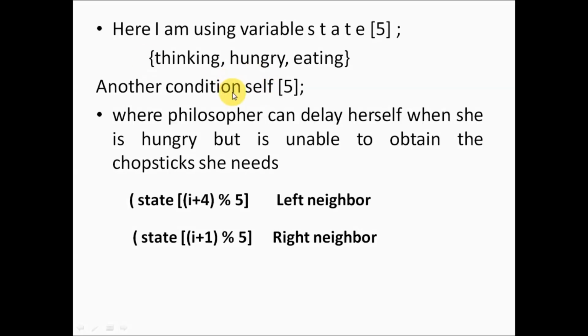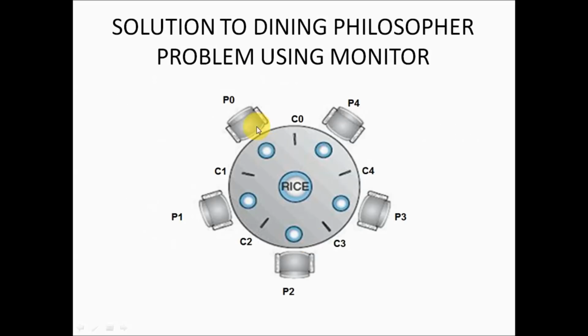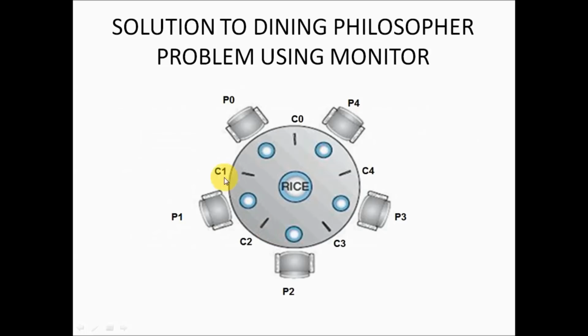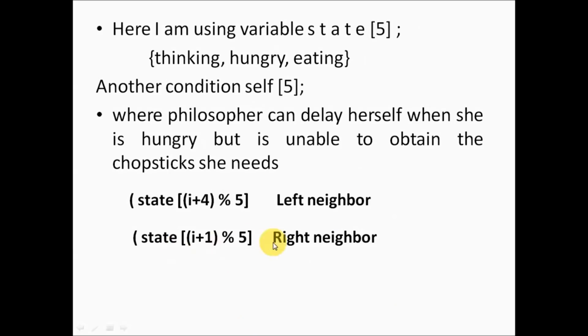Getting it, guys? Now along with that, you can see here state of (I plus 4) modulus 5 denotes the left neighbor, and state of (I plus 1) modulus 5 denotes the right neighbor. That means if P0 is my philosopher, C0 will be the left neighbor and C1 will be the right neighbor. So C0 will be (I plus 4) modulus 5. I will explain that, don't worry. C1 will be (I plus 1) modulus 5, that is the right neighbor. So these are the conditions you need to consider.